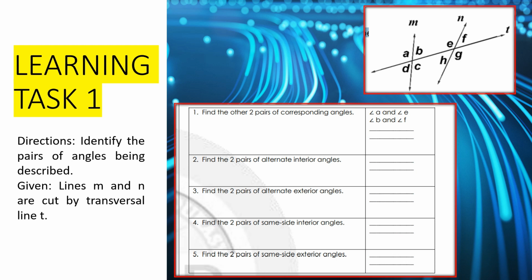For number 2, find the two pairs of alternate interior angles. Number 3, find the two pairs of alternate exterior angles. Number 4, find the two pairs of same side interior angles. Last number, find the two pairs of same side exterior angles.